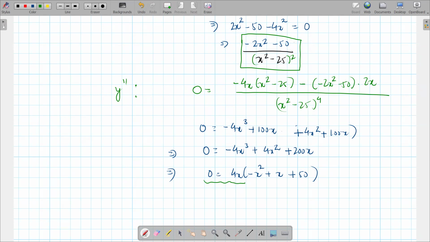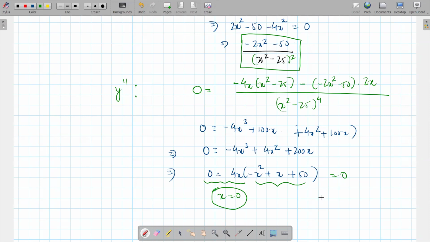If 4x is equal to 0, what's x? It's 0, okay? It's a 0 from this. And again, we have to set this equal to 0. I'm trying to think if we can factor that. I don't think we can factor this.